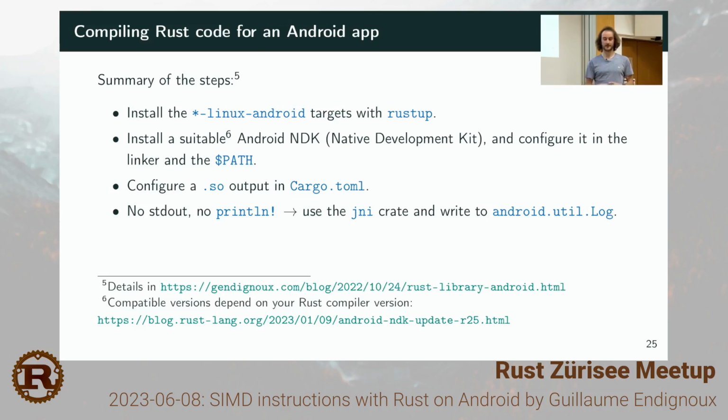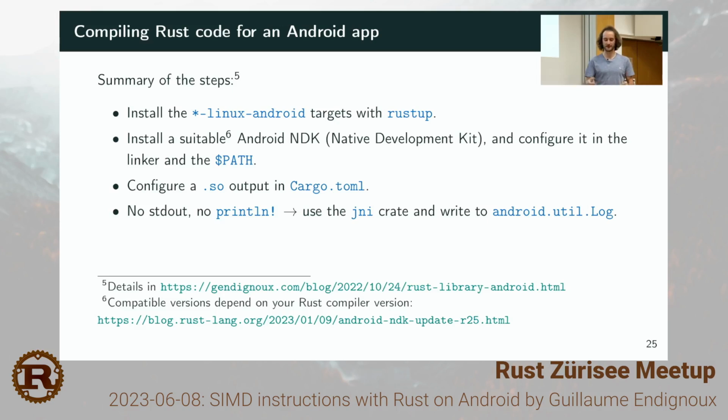Later you need in your cargo config to configure shared library output. And with all of that, you can compile code. But then the next problem is that there is no standard output. That is to say, you cannot call println out of the box from an Android app because the Android system will discard stdout. So instead, you need to use this JNI crate to call back into Java, and for example, this Android-specific logging class to write your test thing.